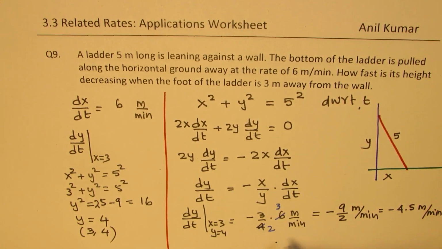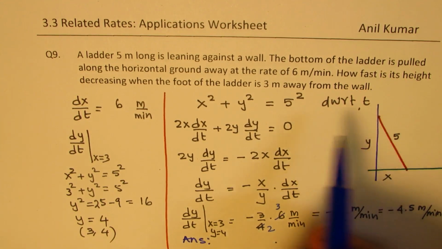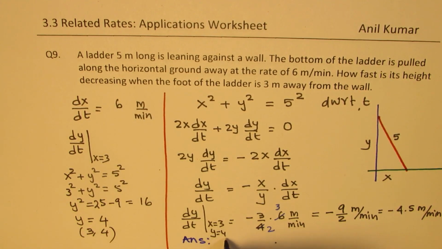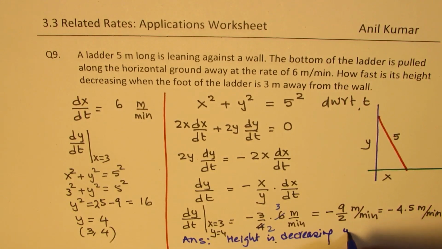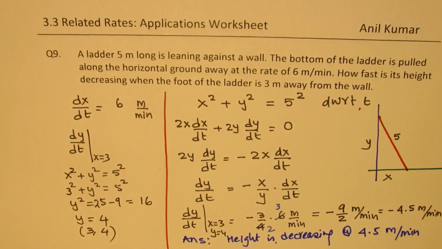So our answer here clearly is, it says, how fast is its height decreasing? Now negative means decreasing, so when you say the height is decreasing at the rate of, you don't have to write negative because we have qualified it with the word decreasing. So we'll write 4.5 meters per minute, right? So that is kind of important to understand. When you use the word decreasing, that means you've already covered for negative, correct? So the answer should not include minus at this stage.